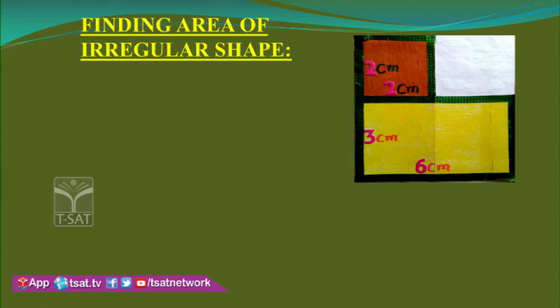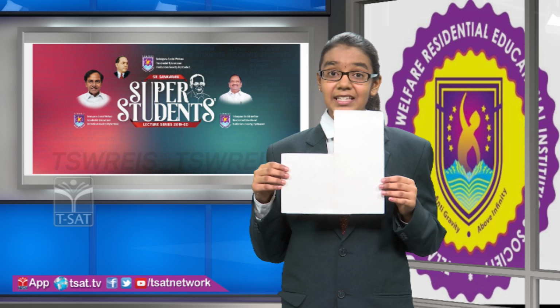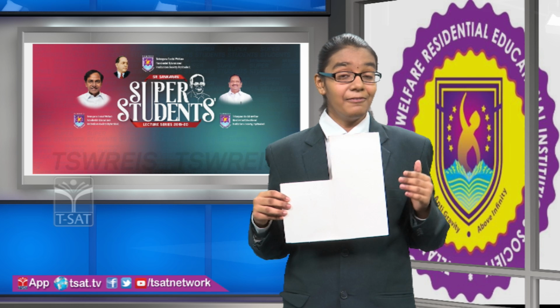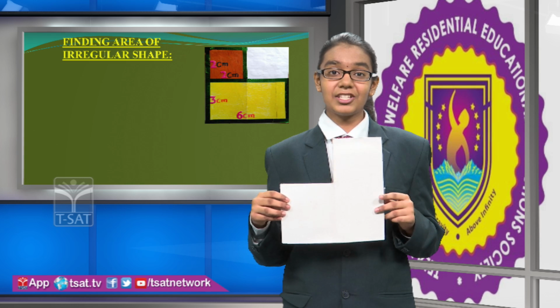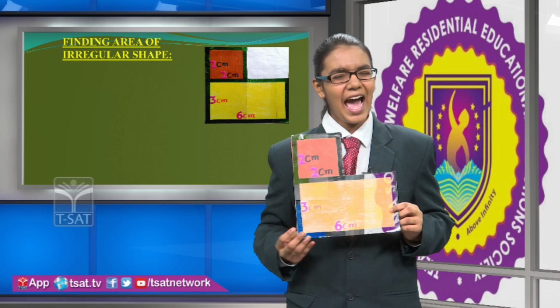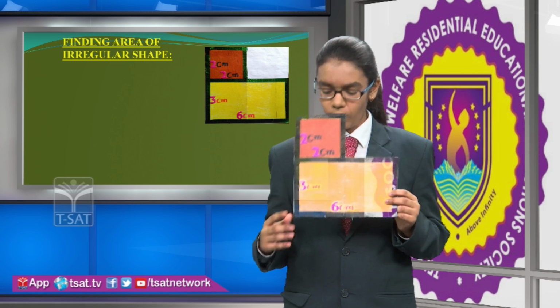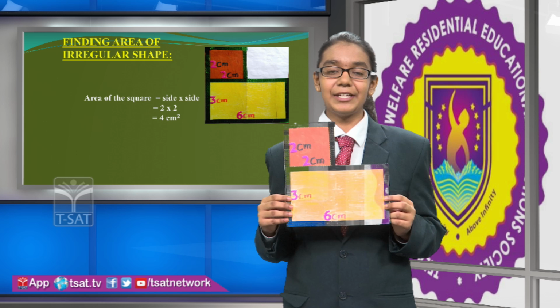Now observe this irregular shape. In how many basic shapes can we divide this? We are dividing it into two basic shapes as square and rectangle. As we already know, the area of the square is side into side.